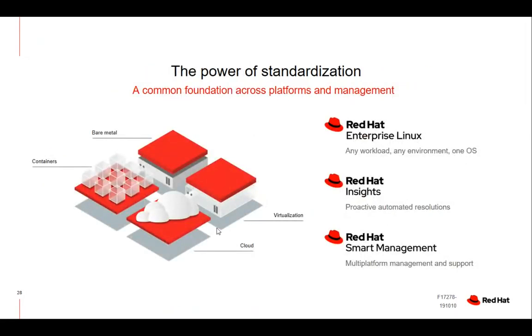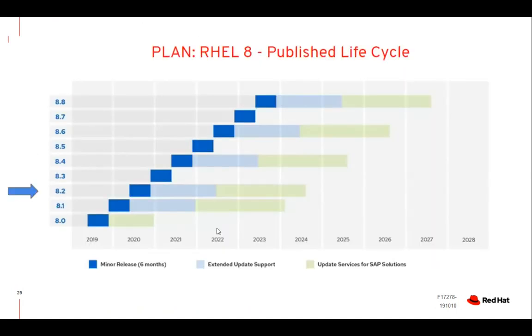So the beauty of Red Hat Enterprise Linux is it works at the bare metal level, it works at the virtualization level, it works in the cloud, and it works at the container level. And this is why this is one such single operating system that you need to look forward to for all the various needs. It is a common foundation across the platforms and the management. And that is the true meaning of standardization, right?